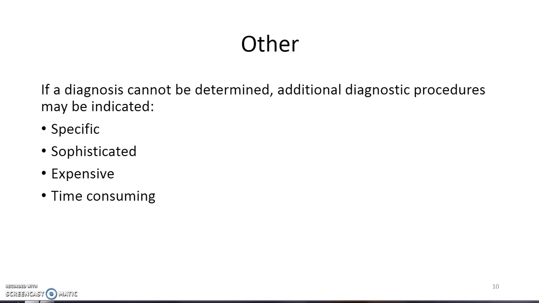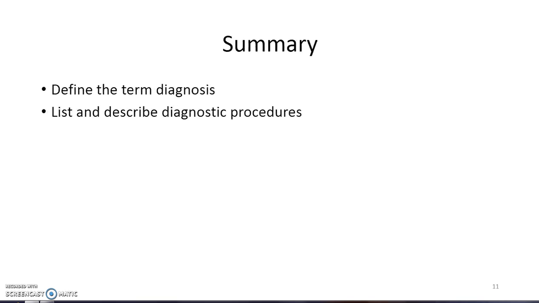Based on the results of basic diagnostic studies, either a diagnosis is identified or other more specific, sophisticated, expensive, and time-consuming studies may be indicated as the search for a diagnosis continues. In summary, you have learned the definition of the term diagnosis and are now able to list and describe several diagnostic procedures. Based on the patient's diagnosis, a prediction about the expected outcome of the disease, called the prognosis, can be made.